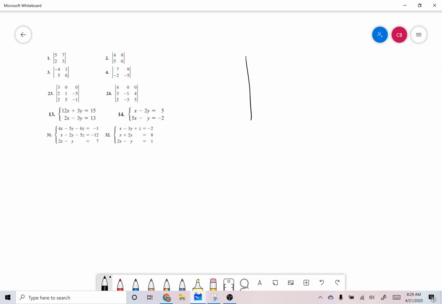We've got 3, 0, 0, 2, 1, negative 5, 2, 5, and negative 1. Now, to do this, there's a couple things you have to note. The first thing is you're going to have positions. So these are positive, negative, positive, negative, positive, negative, and positive, negative, positive. So it just alternates.